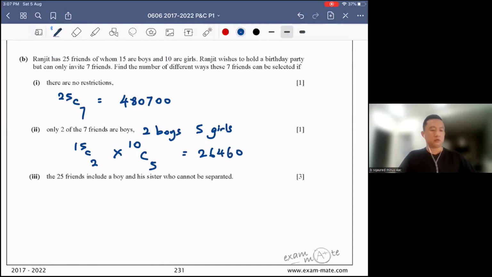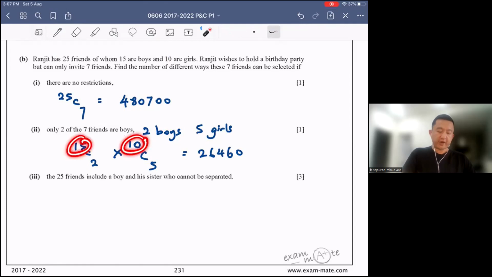26460. Okay, good. You see, when you add up here, it's always the total number of friends, 25. When you add up here, it's always 7, which is the total selected number of people. It's always this case. You can check your answer.